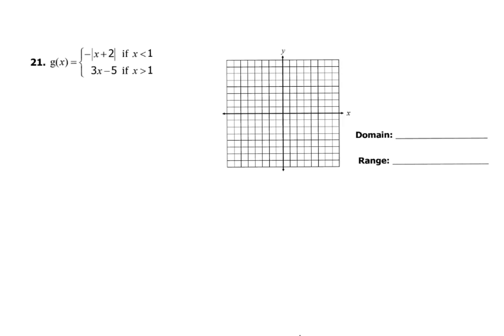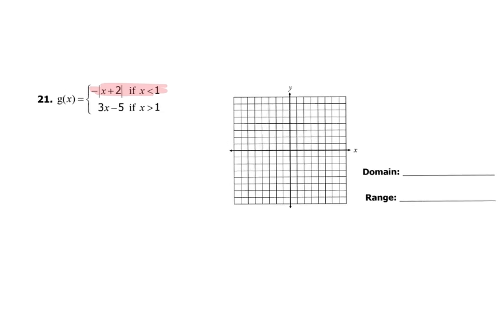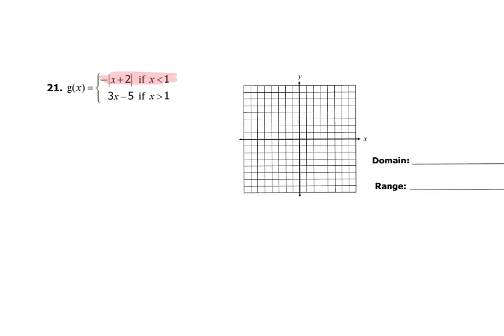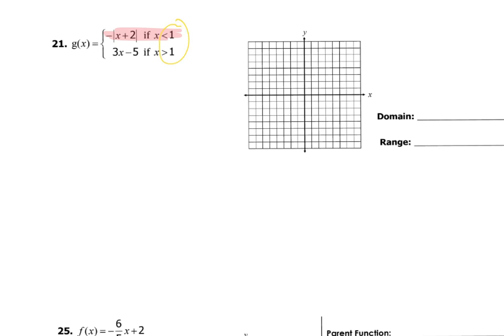Okay, number 21 is another piecewise function. We have negative absolute value of x plus 2 if the x's we are plugging into the equation are less than 1. We also have y equals 3x minus 5 if the x's we're plugging in are greater than 1. So we are going to start with our top equation here. I'm also going to make my wall, where my x values are at, and that's going to be at +1 for x. I'll put that in so I know that's where my values originate and then move outwards in opposite directions from.